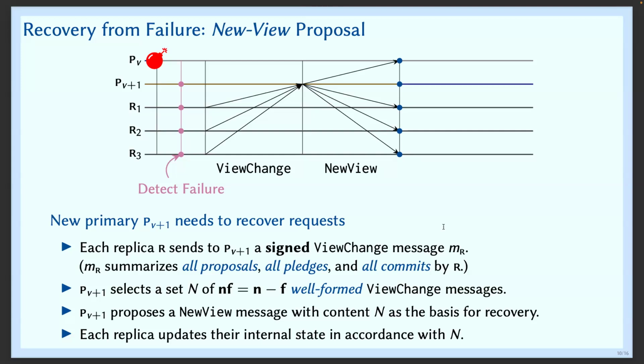What does well formed mean? It's 2f plus 1. The size is well formed, and then there's no conflicting stuff in it. So everybody says nothing happened. You construct a quorum, everybody says nothing happened. That's valid. You could also construct a quorum where everybody says nothing happened, but one person says, no, wait a minute, I did prepare something. That's also valid.